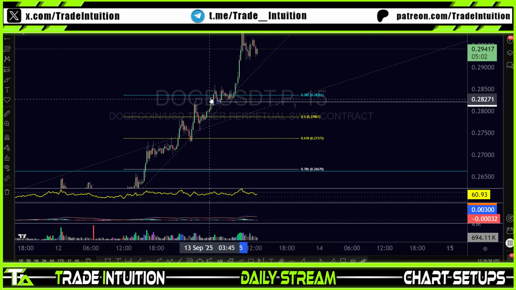So here it's showing strength. It pulls back barely, and it's showing a lot of strength. Pulls back barely, showing a lot of strength.